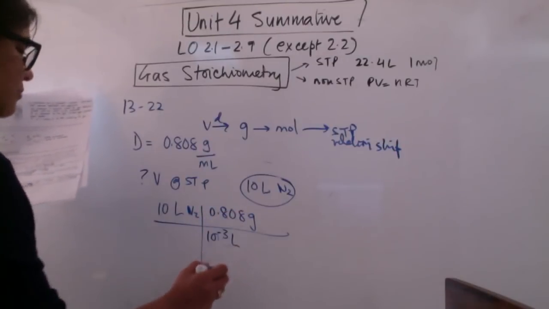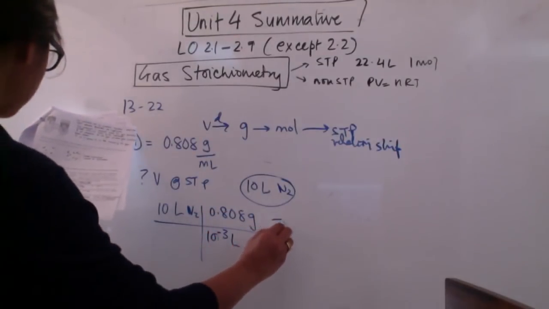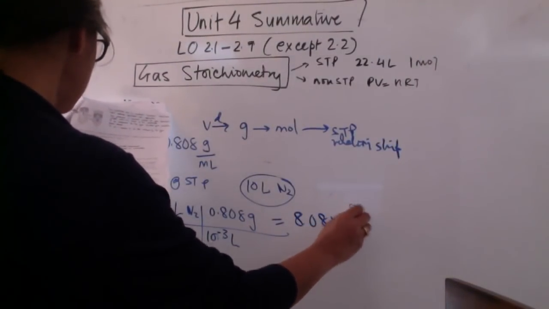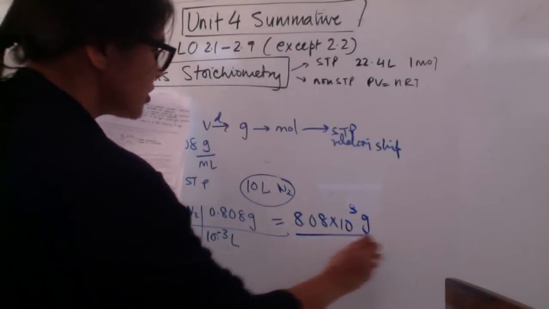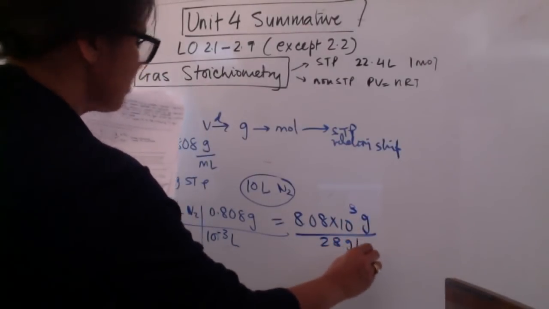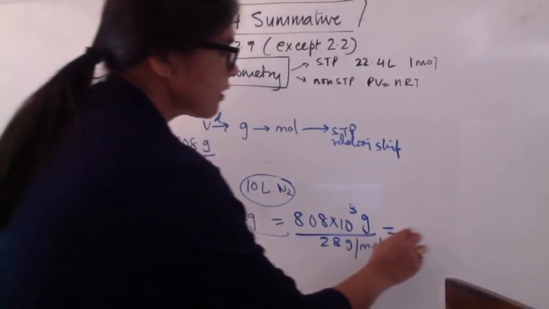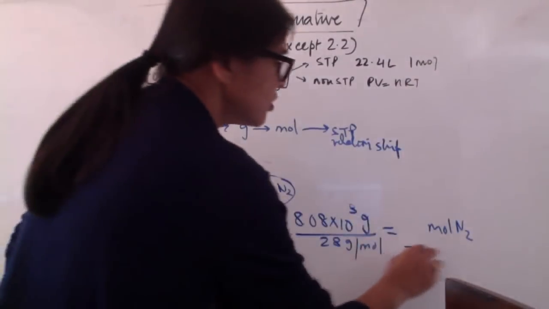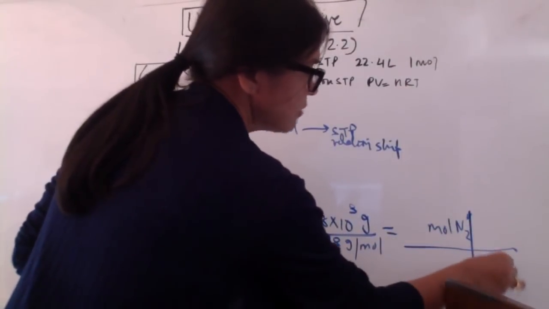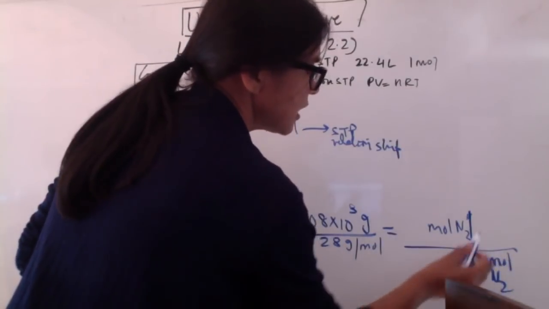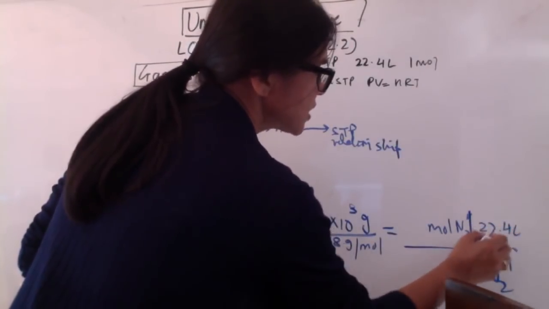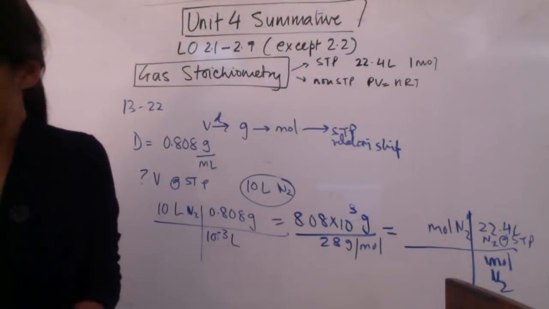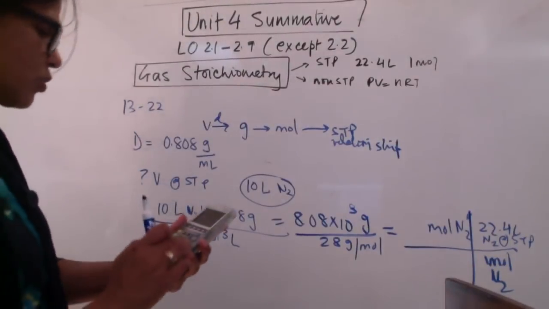is 0.808 grams, right? And you will get 8.08 times 10 to the power 3 grams, and you divide it by 28 grams per mole, and you will get the number of moles of nitrogen, right? And you know that 1 mole of nitrogen is 22.4 liters of nitrogen at STP. I have my calculator. Let me see if it works. Yes, it does work.